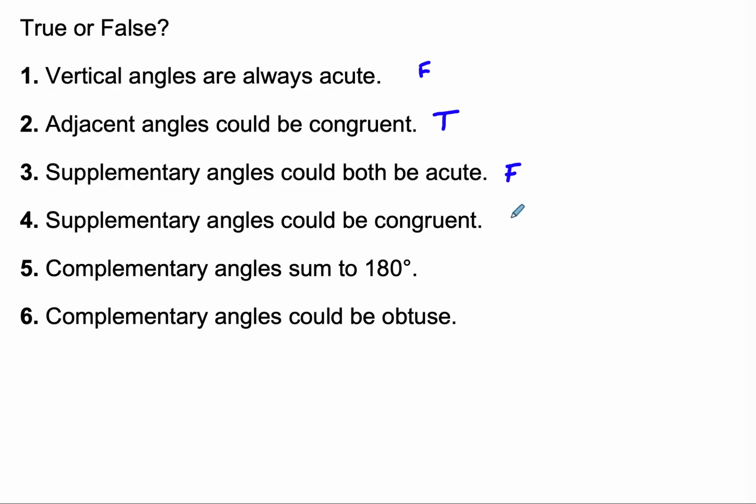Number 4, supplementary angles could be congruent. Yes, that's true. If you have a 90 degree and a 90 degree, they would be congruent and supplementary. Complementary angles sum to 180, that's false. They sum to 90. Complementary angles could be obtuse, that's also false. To equal 90, they can't be more than 90. Obtuse angle is more than 90.